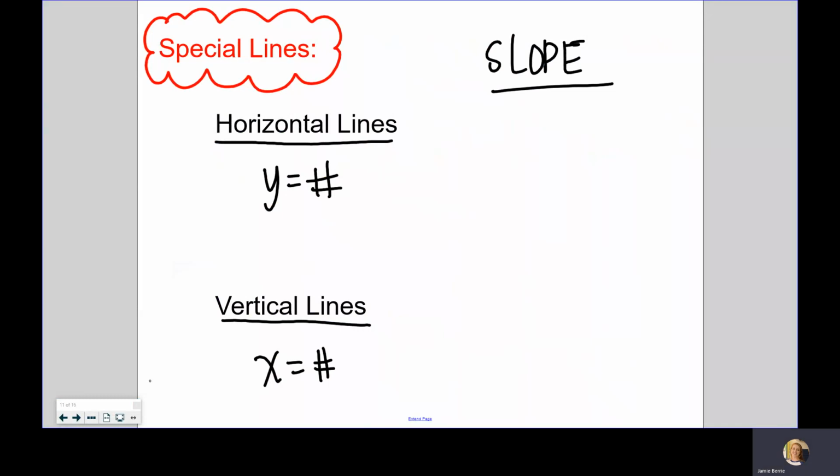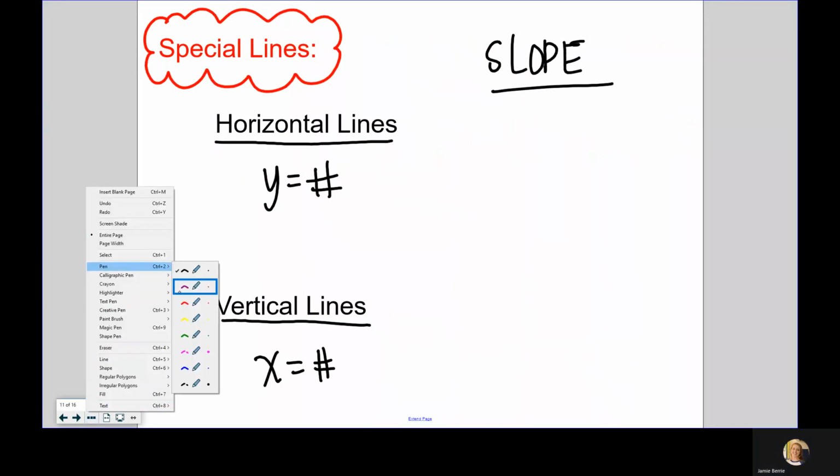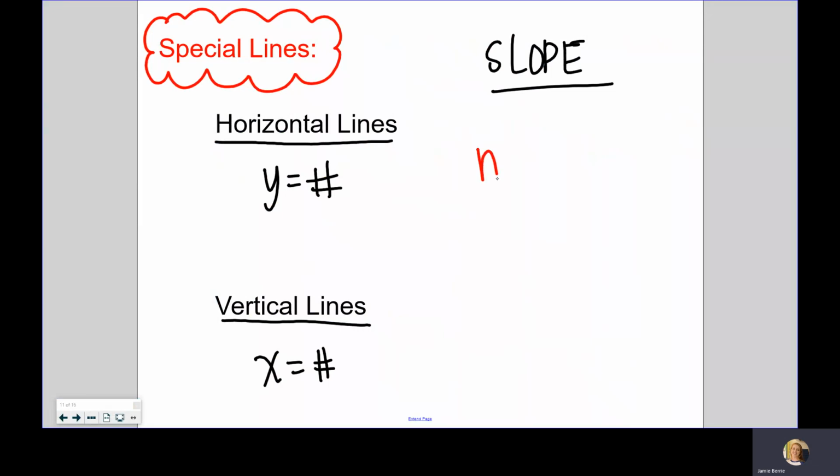Horizontal lines have a slope of 0. The way that I remember this is that horizontal has a z in it, and it has a slope of 0. Vertical lines have an undefined slope, so we would just say slope is undefined.